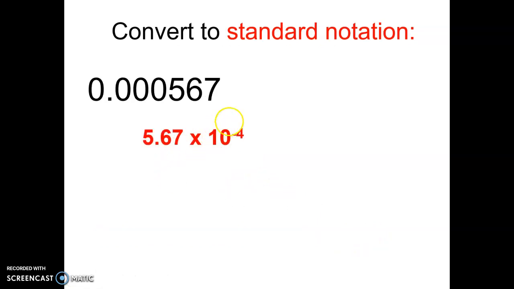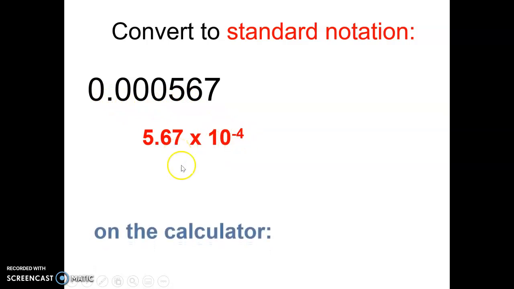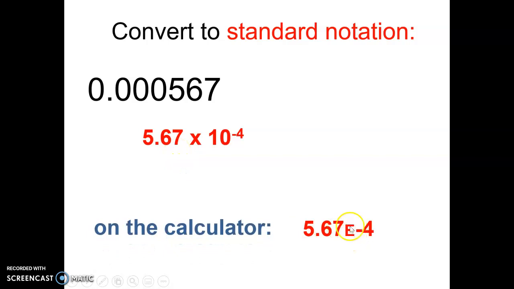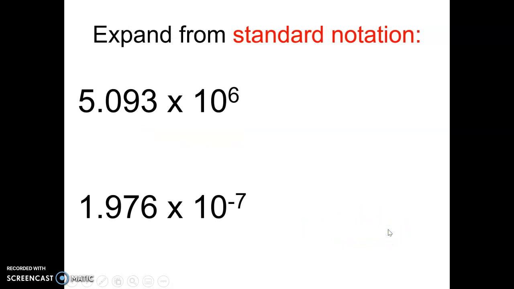Okay, I hope you came up with this, and I hope you remembered the -4 here, because remember when we are showing a small number, we're going to have a negative power. So this moves back 1, 2, 3, 4 spots, so 10 to the -4. On the calculator, that would be this. Okay, E-4 means times 10 to the -4. All right, a couple more.